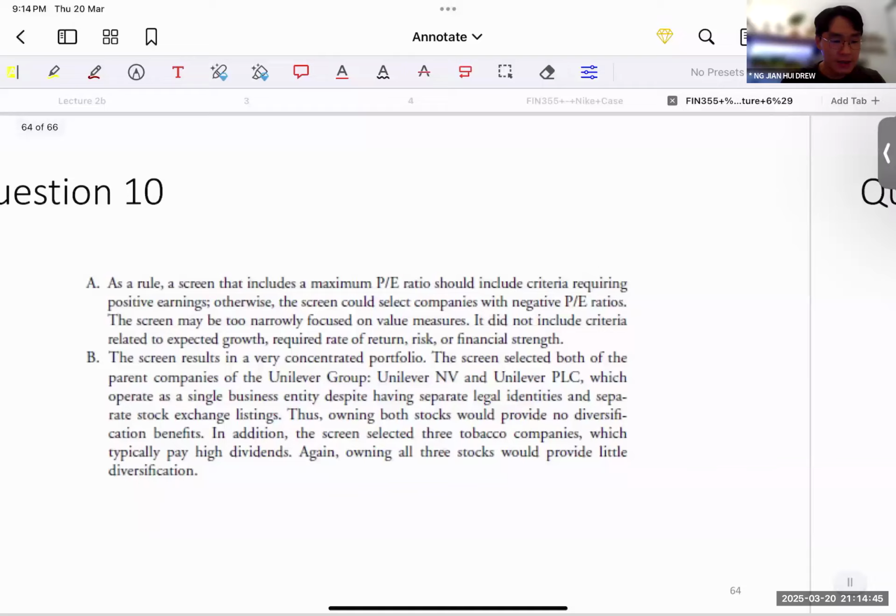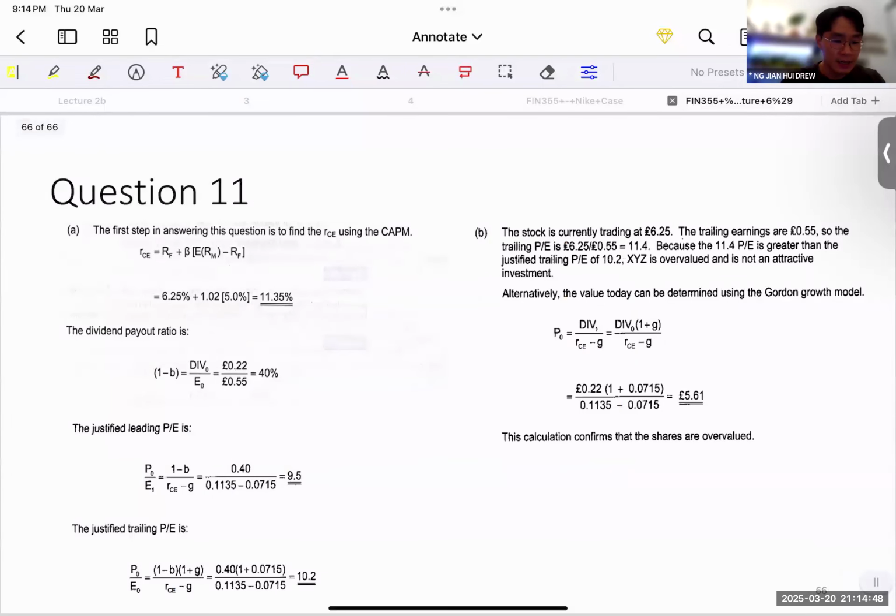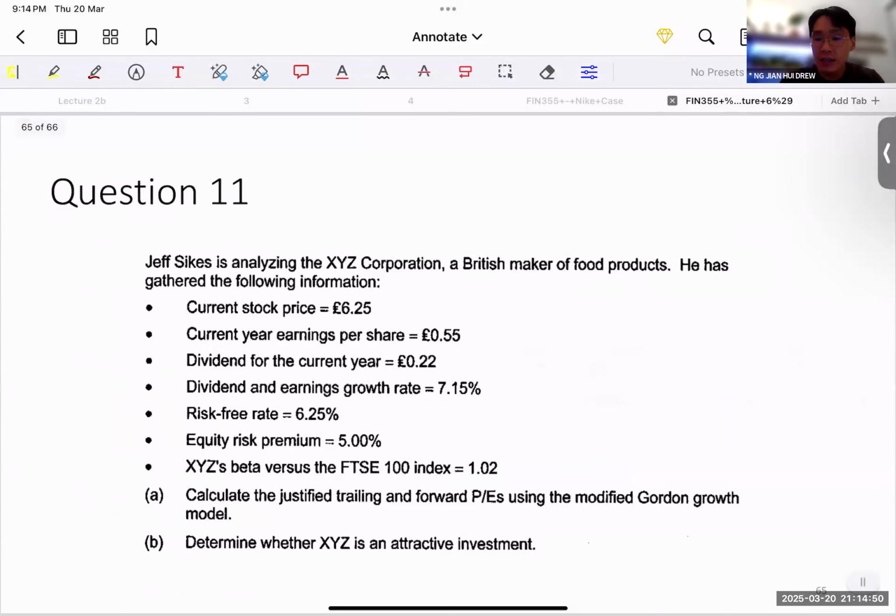Any other questions regarding valuation? Yes, you can email me, definitely.